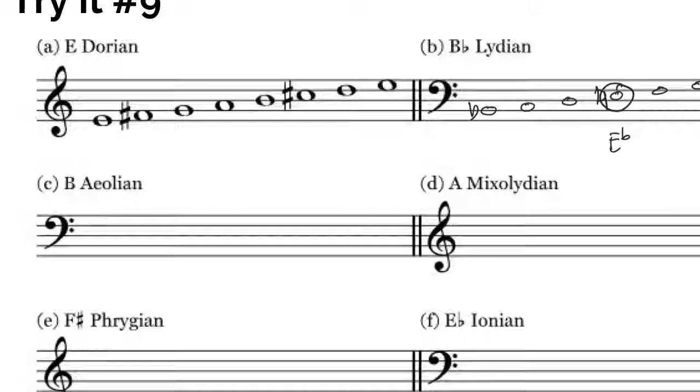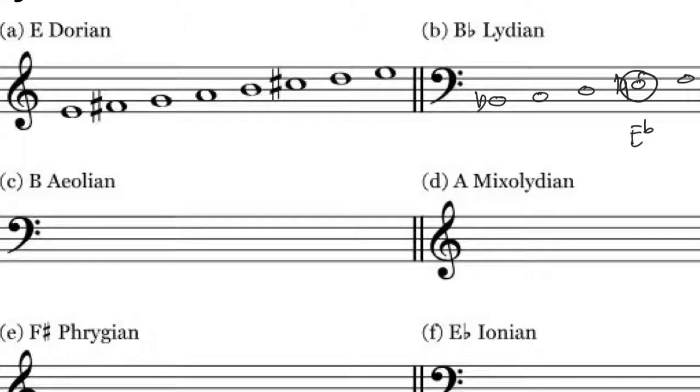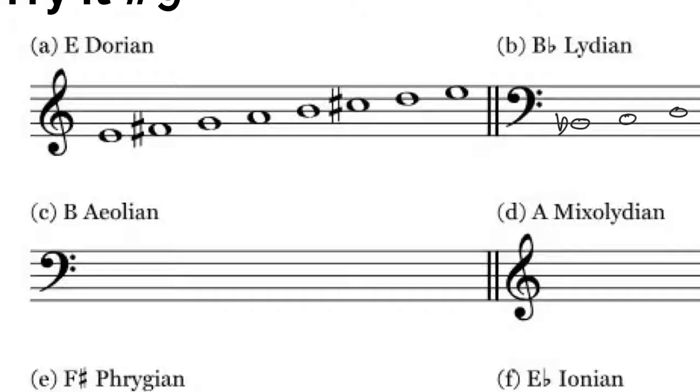All right, let's talk about B Aeolian. Okay, B Aeolian, which is just our natural minor. So you would write in the B scale here. So B, C, D, E, F, G, A, B. So B Aeolian is our natural minor scale. So if we think about its relative major, okay, which is D, we would need a C sharp and an F sharp. So B Aeolian, again, is just our natural minor scale.